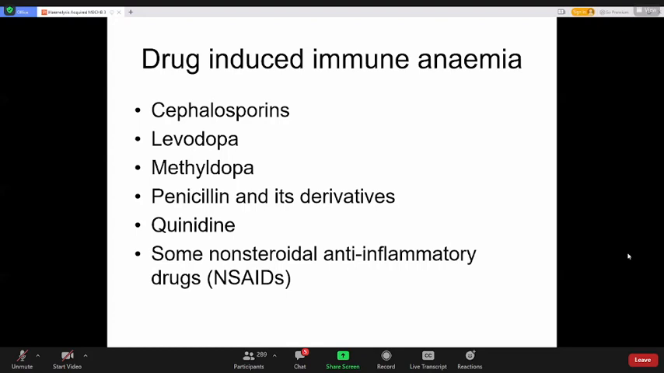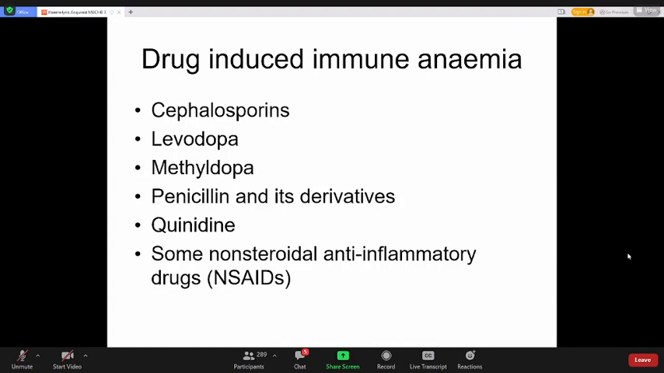So I've just given some examples of some of the drugs that you will come across when you're doing your pharmacology that are associated with immune hemolysis as a side effect or adverse effect of the drug, like cephalosporins. Cephalosporins are antibiotics that are used in a lot of infections, urinary tract infection, chest infections. We use cephalosporins. There are many different types of cephalosporins.